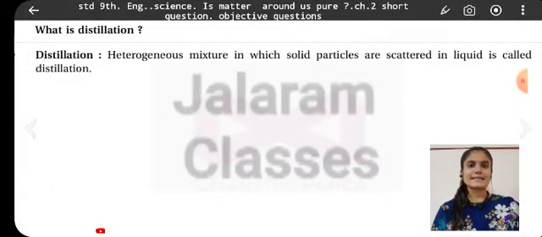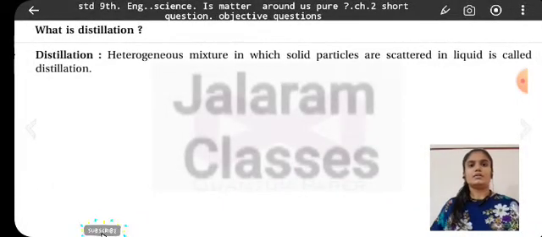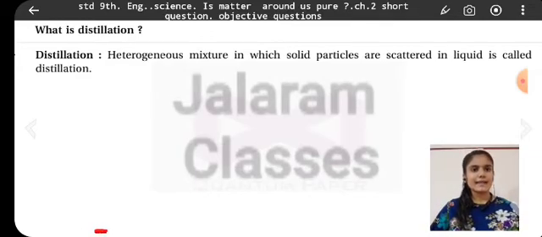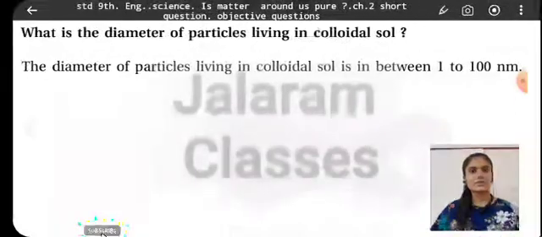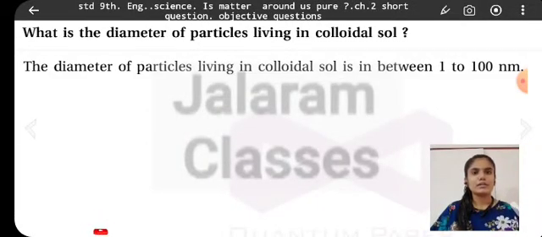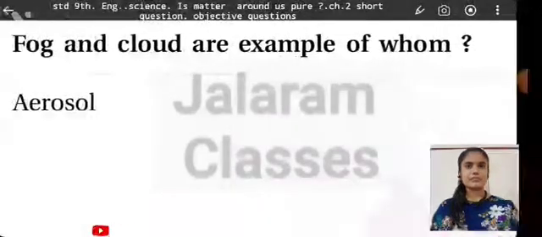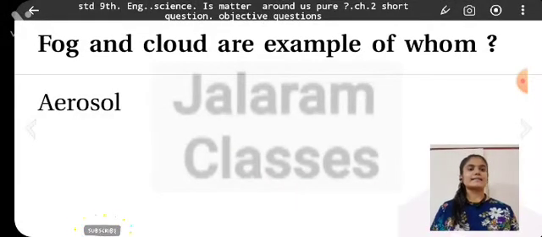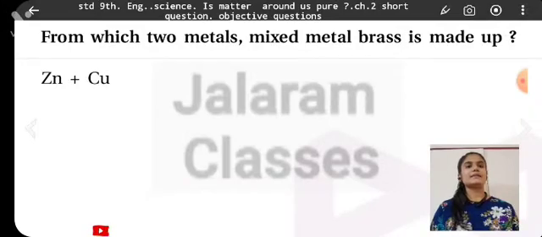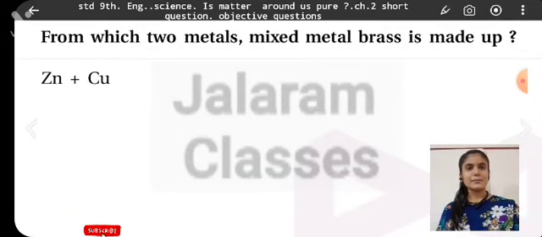What is suspension? A heterogeneous mixture in which solid particles are scattered in liquid is called suspension. What is the diameter of particles living in colloidal soil? The diameter of particles living in colloidal soil is in between 1 to 100 nanometer. Fog and cloud are example of aerosol. From which two metals mixed with brass is made up of? Zinc and copper, Zn plus Cu.